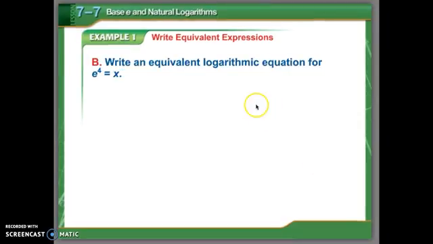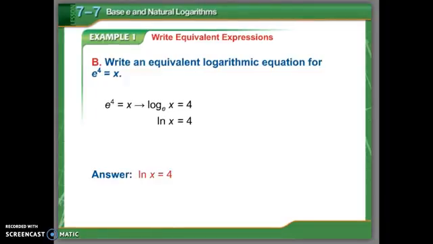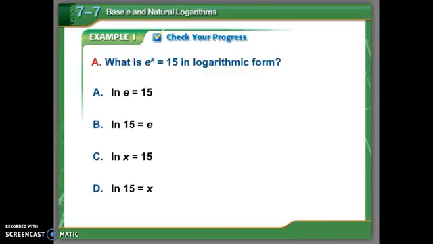Okay, part B, we're going to write an equivalent logarithmic equation for e to the 4th equals x. So again, what we're going to do is to convert this into log form. So we'd have log base e of x equals 4, and then converting log base e to natural log, our final equation is natural log of x equals 4. And this is pretty simple so far. I'm going to jump ahead and go to example 2. Skip the check your progress problems.